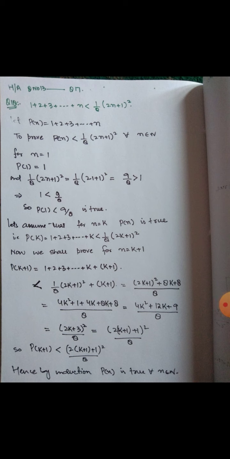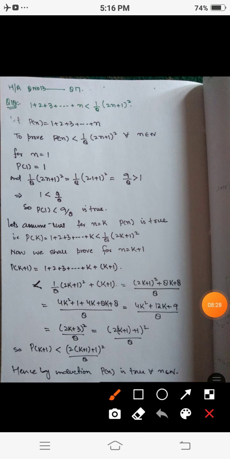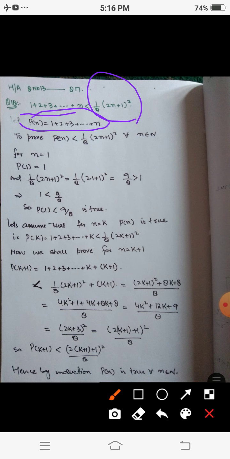Now question number 18: we have to prove that 1 + 2 + ... + n, the sum of the first n numbers, is less than (1/8)(2n + 1)². Here let P(n) be the given statement. We have to prove that this sum is less than (1/8)(2n + 1)² for all n. Now by induction, for n equals 1, P(1) is simply the first number, and (1/8)(2n + 1)² by putting n equals 1 is (1/8)(2·1 + 1)², which is 9/8.